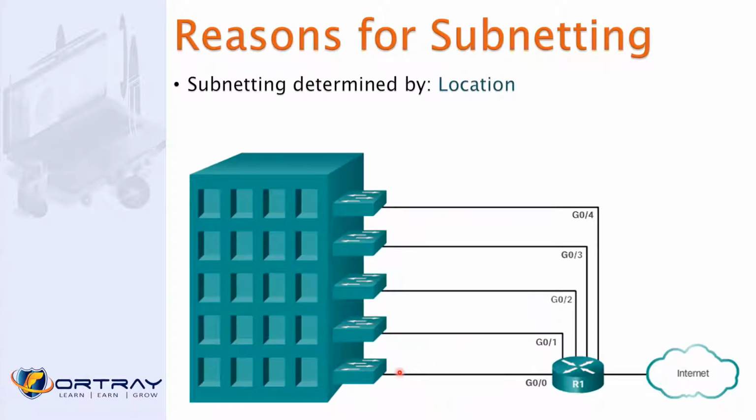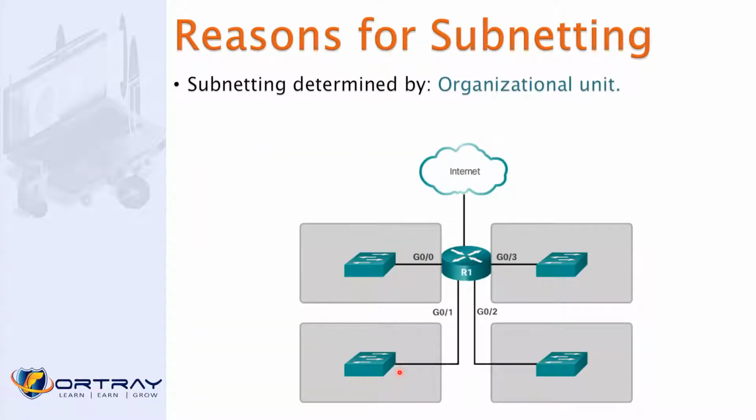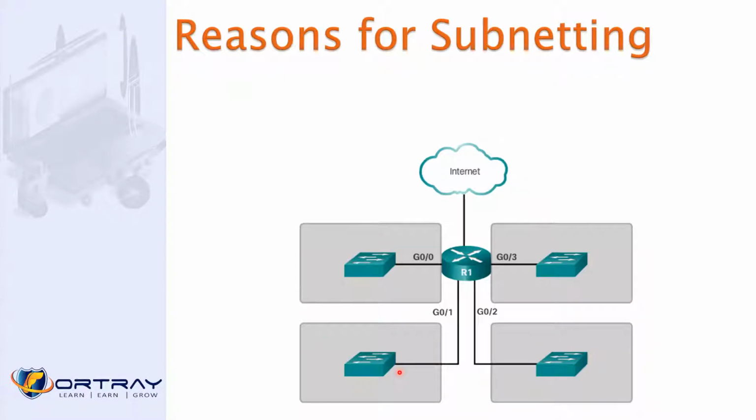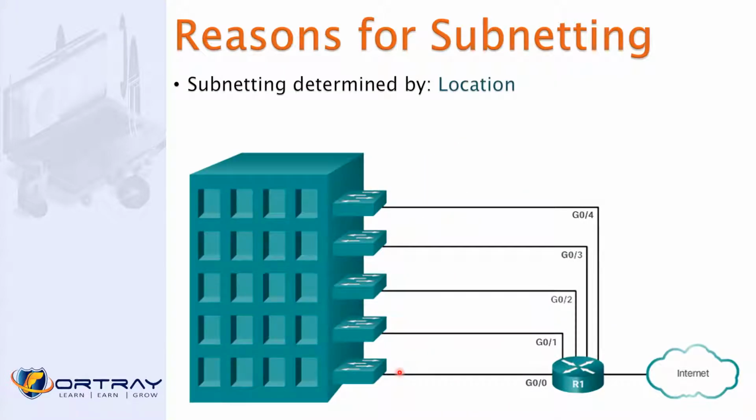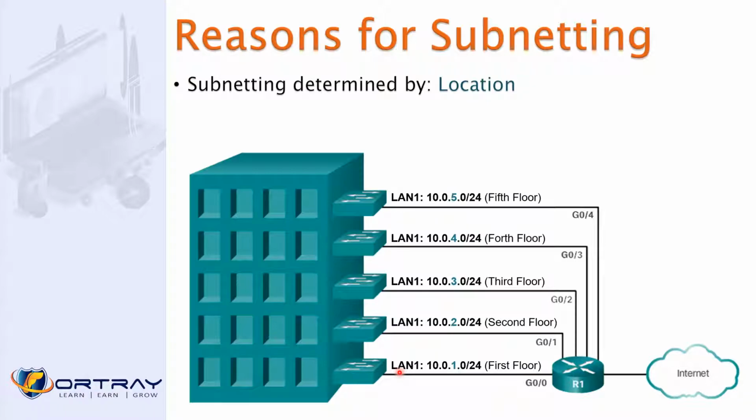Another reason for subnetting is from a location point of view. Look at this, this is very good. So let's say when you design your network, you can say floor 1 will have this network, floor 2, floor 3, floor 4, floor 5. According to their requirements, you can assign each one a range, 10.0.1, 2, 3, 4, 5.